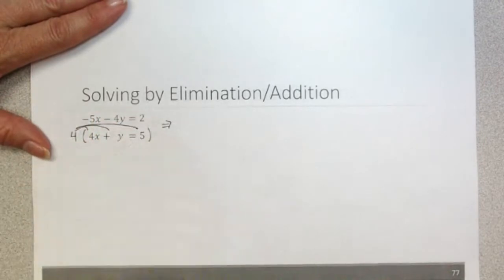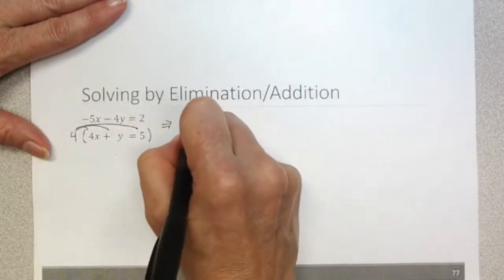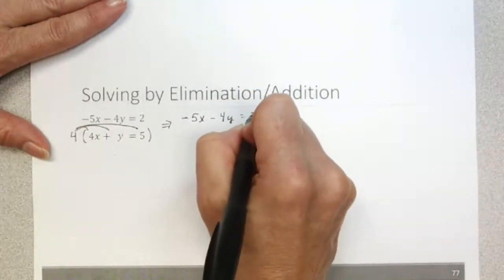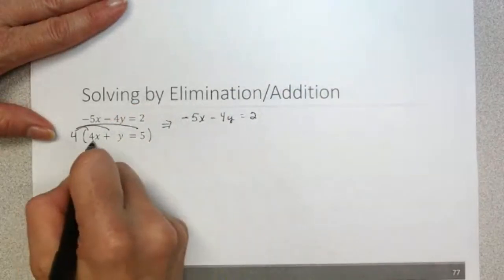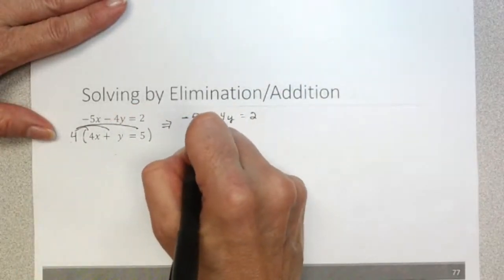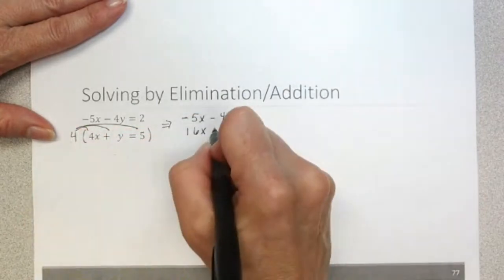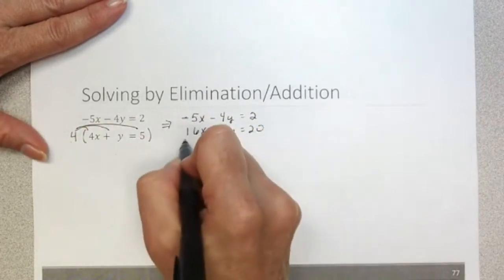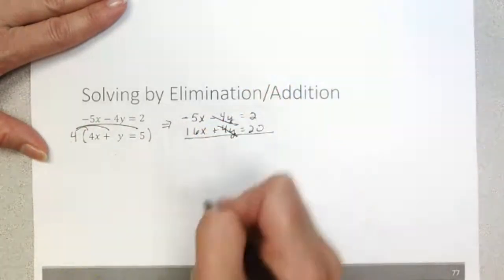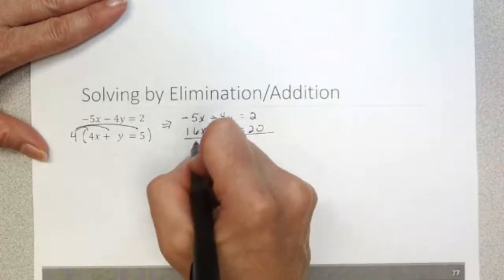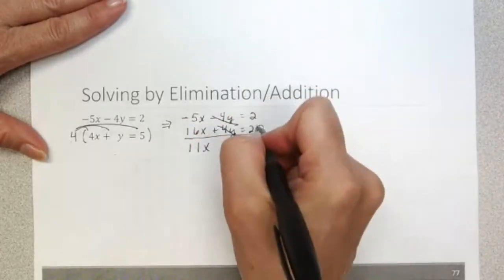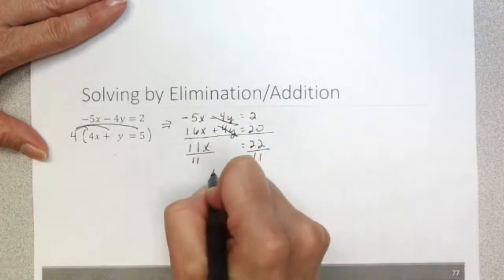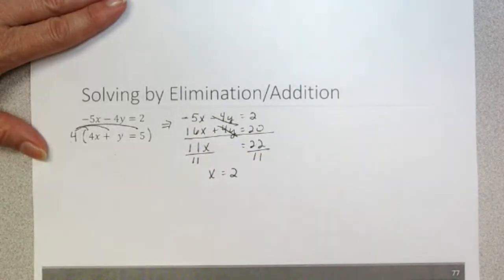Let's distribute that 4 to the entire equation. So then I have negative 5x minus 4y equals 2. We just recopy that first equation. And the second equation becomes 4 times 4x, or 16x, plus 4 times y, that's 4y, equals 4 times 5, or 20. Okay. Now when we add them together, the y terms add out, right? And negative 5x and 16x is 11x. 2 plus 20, of course, is 22. Divide both sides by 11, and I see that x equals 2, as expected, right?